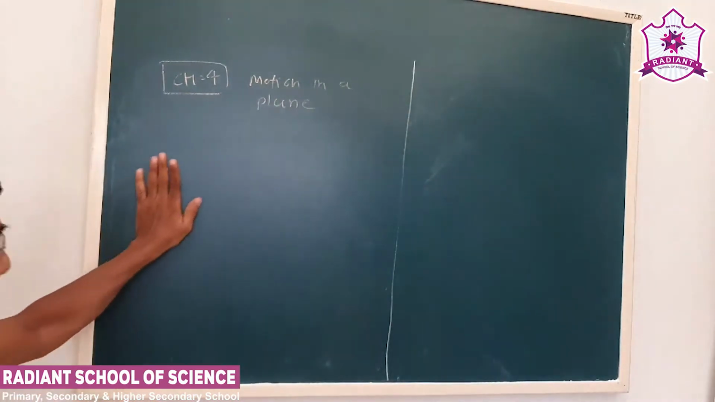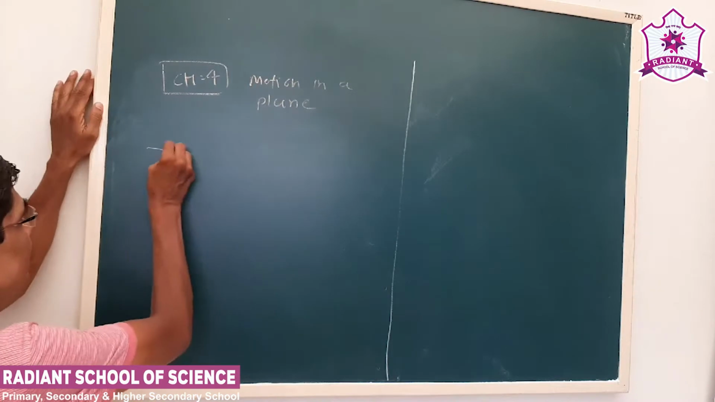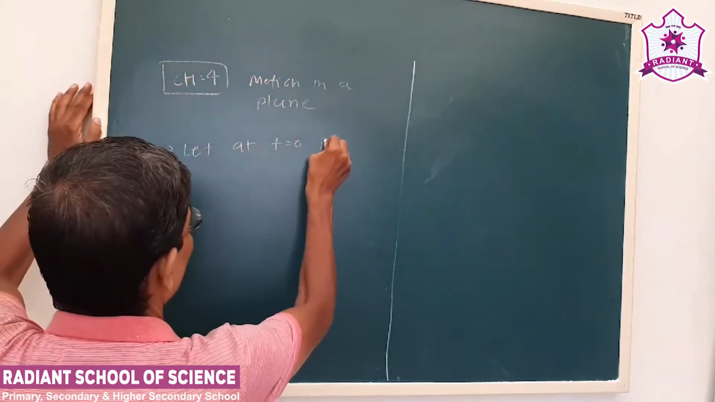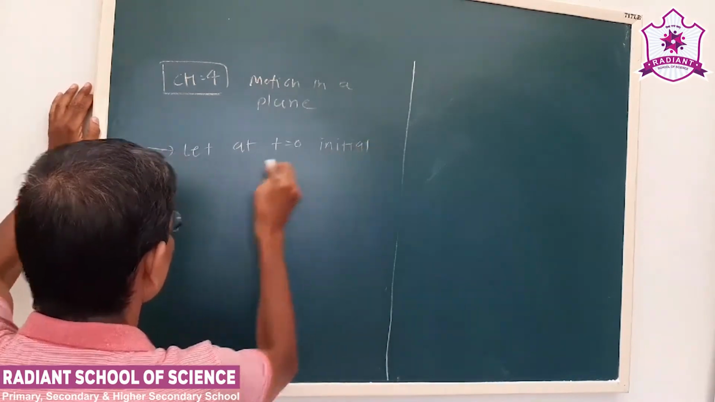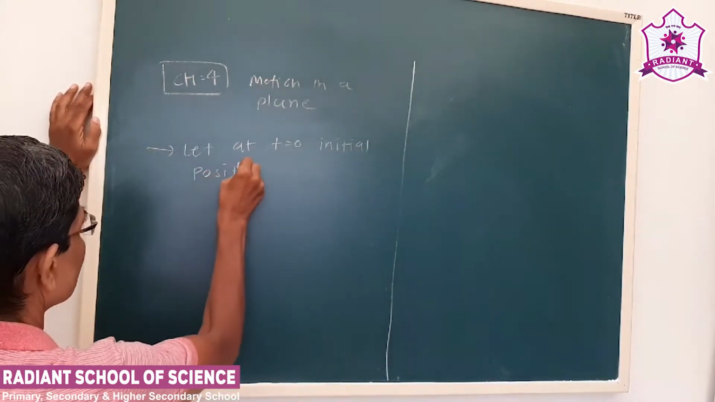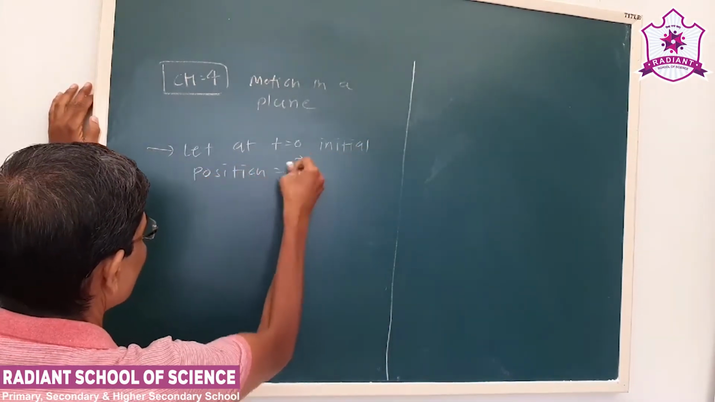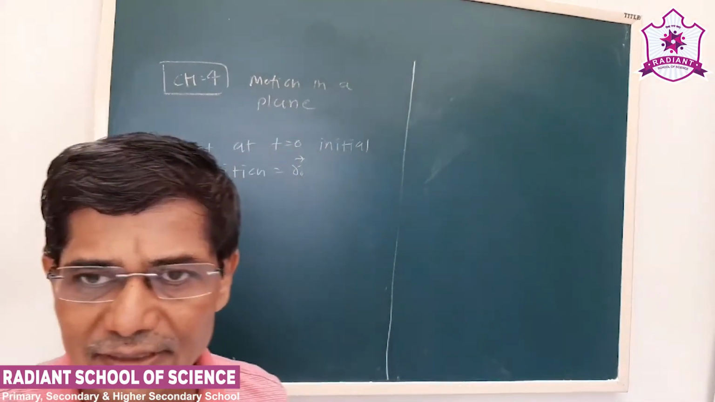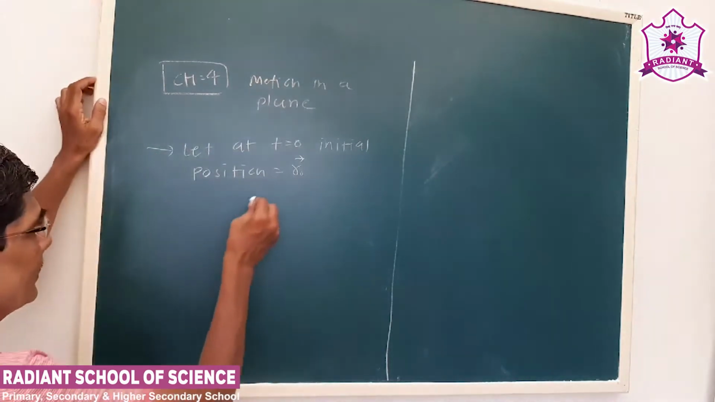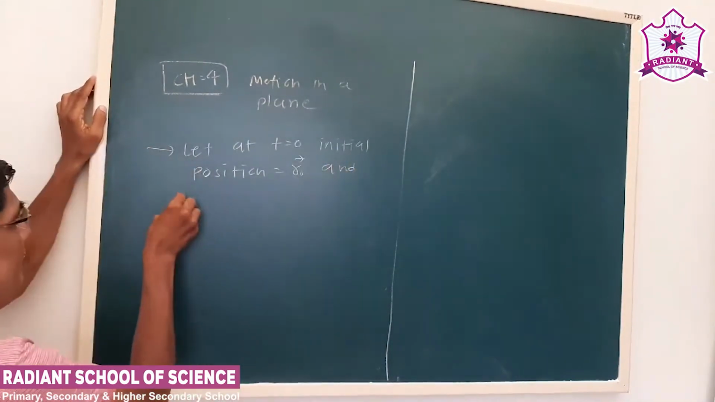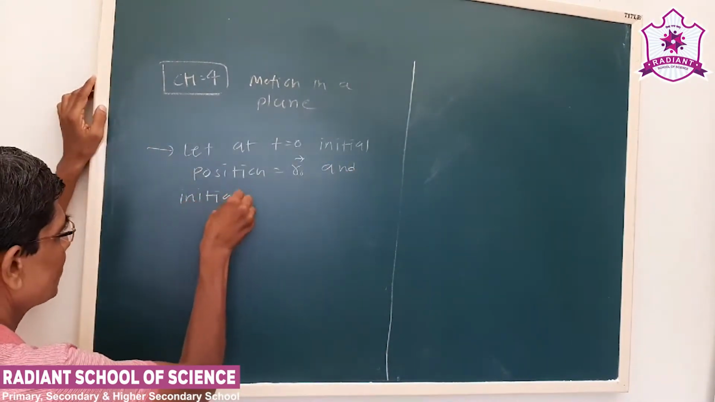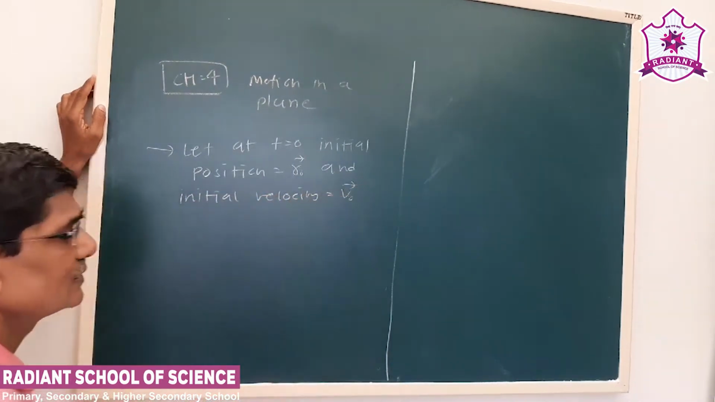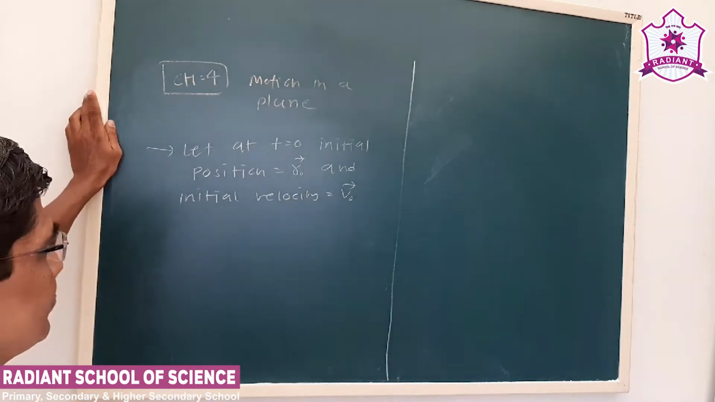So let us say at t is equal to 0, the initial position is r0. What is t is equal to 0? The moment we start observing the motion. And the initial velocity is v0. Here we have to represent it in vector form.